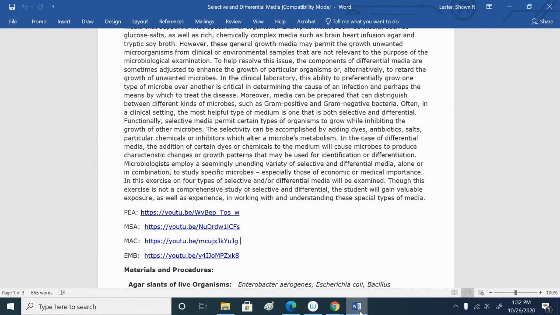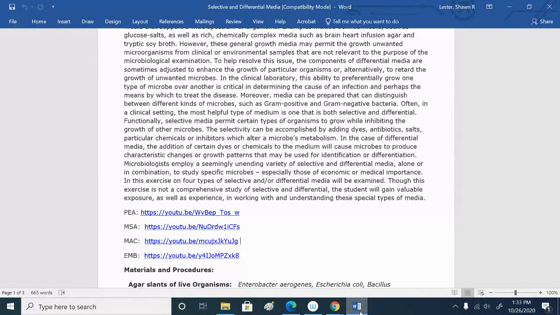So now McConkey and EMB, these two plates, let's go back to MSA. So MSA is both selective and differential. It selects because of the high salt, right? So we can't say whether it's truly selecting for gram-positive and inhibiting gram-negative because it depends on the organism. But what we can say is that it is selective because the high salt inhibits a wide variety of bacteria. And it's differential because of mannitol fermentation.